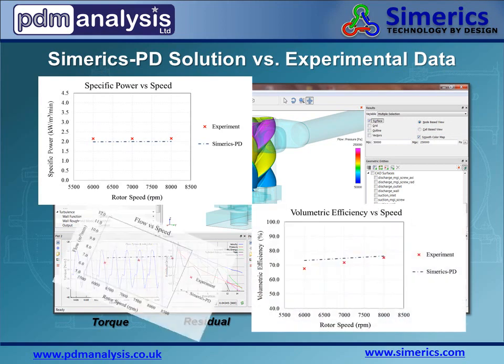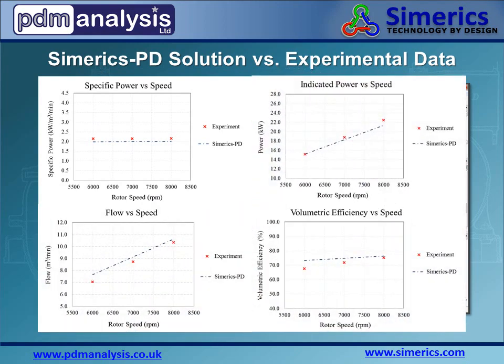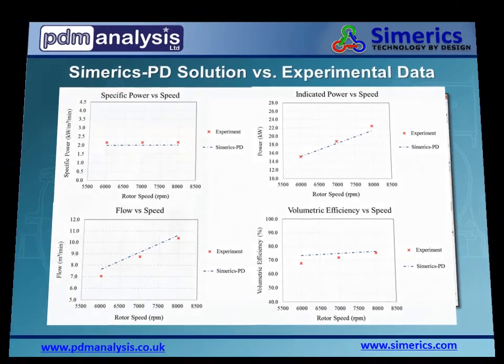These are some of the actual simulation results compared with experimental data collected by City University. Simerics-PD was used like a virtual test stand to predict specific and indicated power, volumetric flow rate, and efficiency as they relate to rotor speed, as was done in the physical experiment.